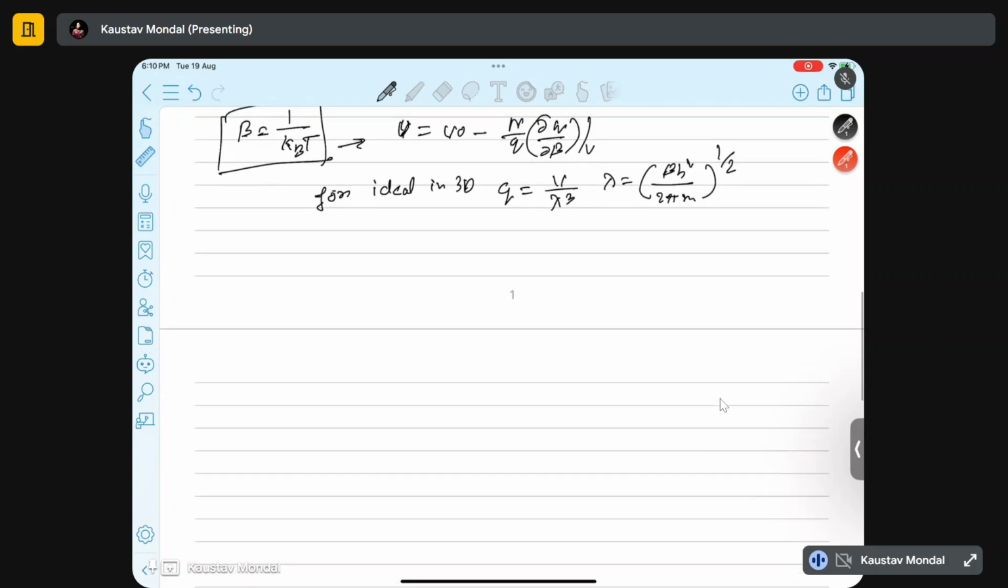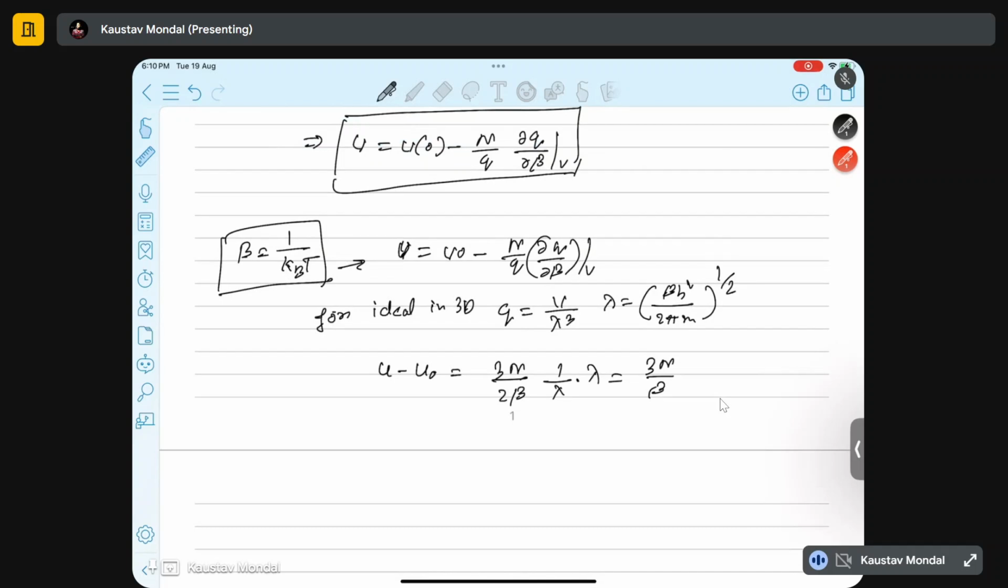And by doing that, we are getting the internal energy expression, U minus U0, we got 3n by 2 beta, so 3n by 2 beta. This is the value of the internal energy we got by using the partition function formulation.